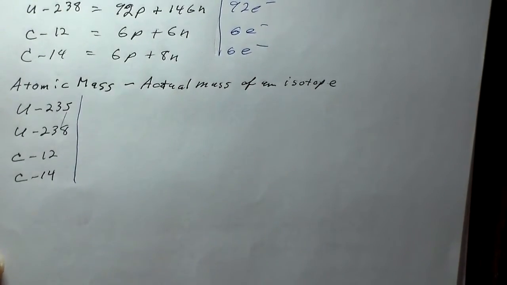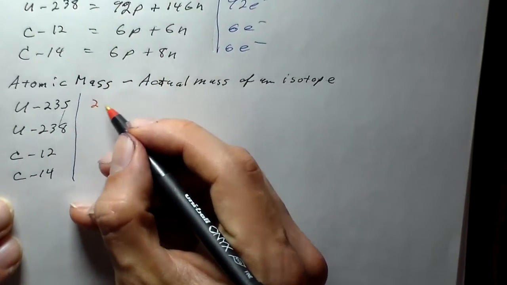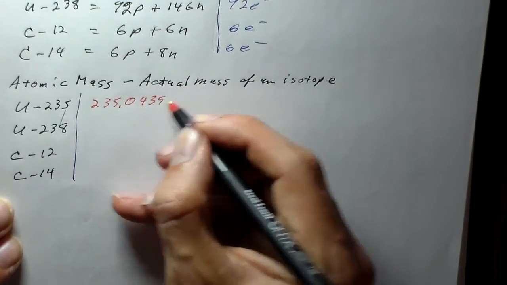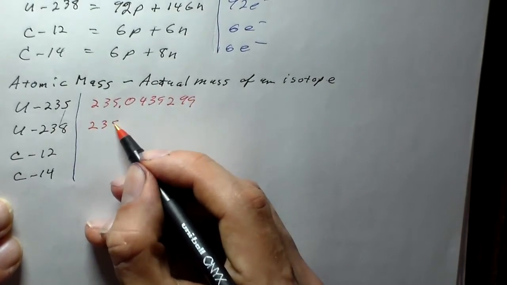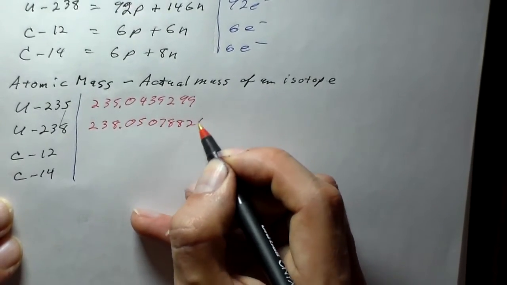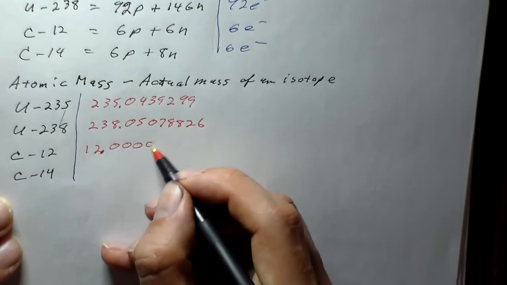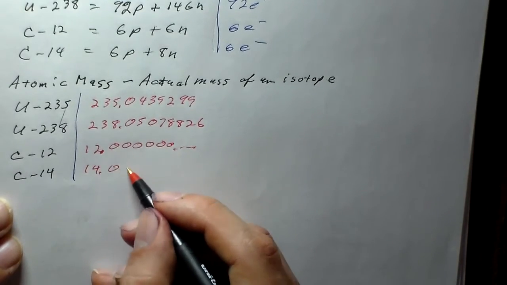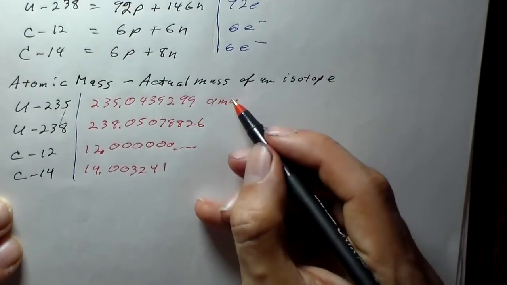And the actual masses of these are, for uranium-235, it's going to be 235.0439299. For uranium-238, it's 238.05078826. For carbon-12, this is by definition, we're going to see this later on, exactly 12.0000, and so on. And for carbon-14, that's 14.003241. And the units on these are AMUs.